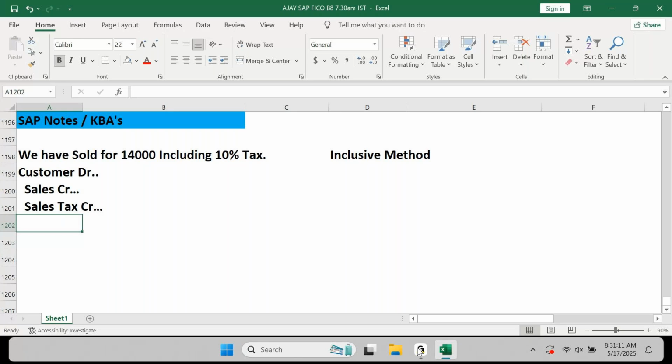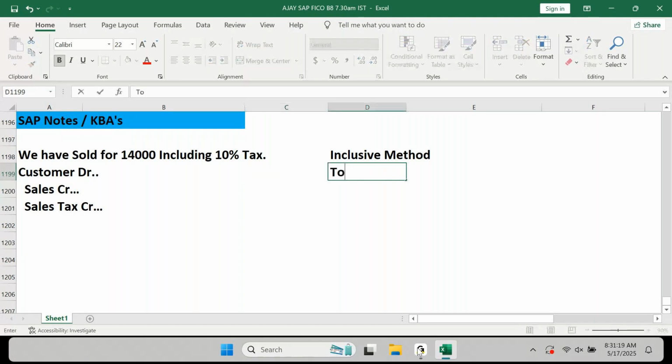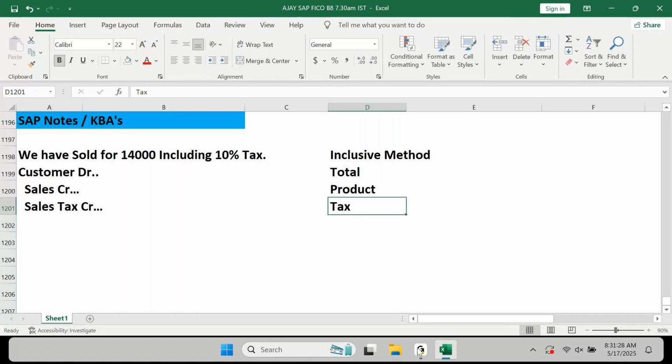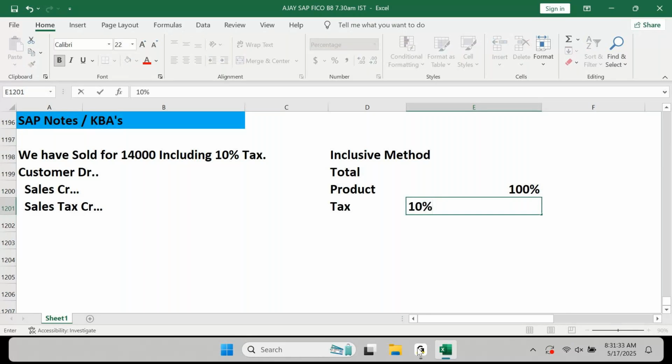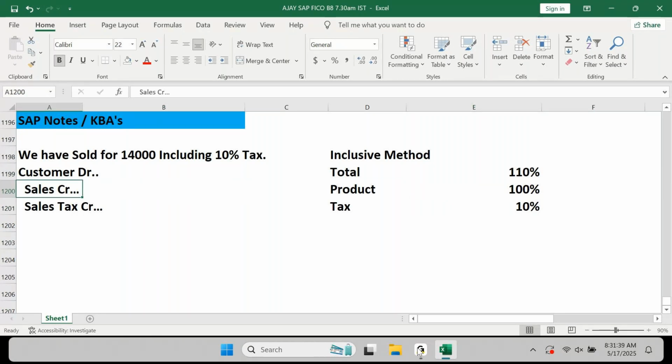All right. So when it comes to this, the accounting entry is first important. Assuming here the customer will make the total payment. Sales is product value. This is tax value. Always product is 100%. In our example, tax is 10%. Total is, as per our example, 110. Now 14,000 means inclusive method. Should I place this 14,000 at product level or at total level? Total level. I'll put it at 14,000 here.